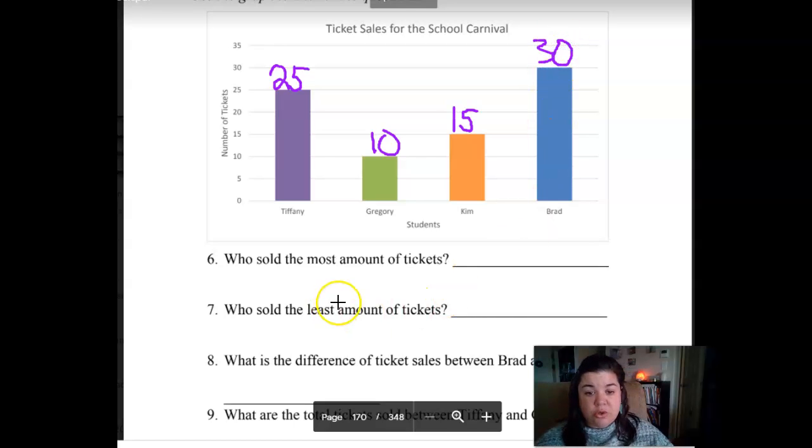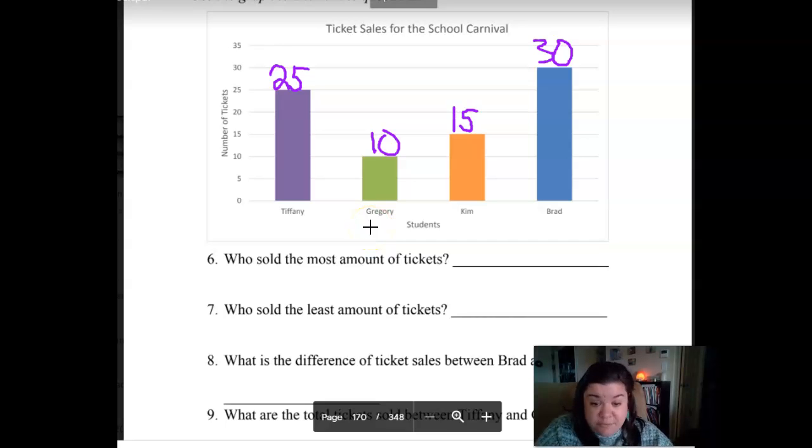All right, so who sold the most tickets? Which one of those sold the most tickets? 30, yeah, and who sold 30 tickets? Who's this guy? Brad. Yeah, good. Who sold the least amount of tickets? The 10, the green one, who is, you remember this name? Gregory. So old Greg only sold 10 tickets for the school.